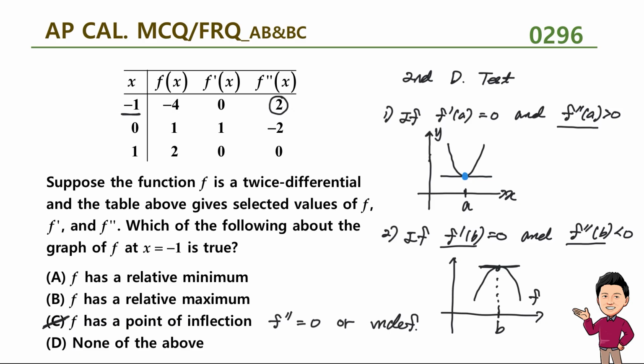So here we have f prime is equal to 0 at x equal -1 and f double prime is positive at x equal -1, right? F prime is 0, f double prime is positive, then it is concave up, slope is 0. We'll have minimum at this point, right? So we have, f has relative minimum at x equal -1. So the answer has to be A.